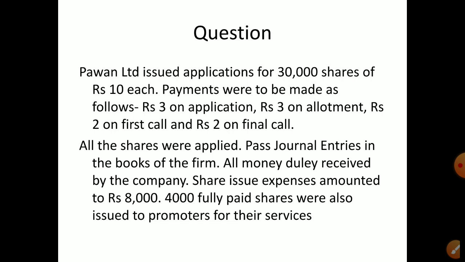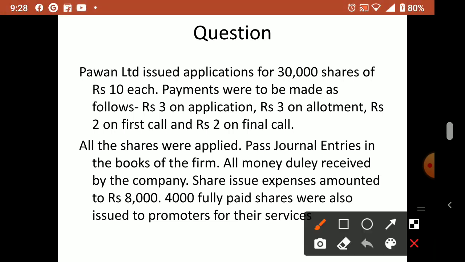This Pavan Limited is a company. The word limited is there, so for a public company, it will end with limited. Issued application for 30,000 shares of rupees 10 each. So 10 is the face value or nominal value. Number of shares is what? 30,000. Sometimes they give directly rupees. If they are saying rupees, then it is not the number; you have to divide it and find the number. So 30,000 is the number of shares.